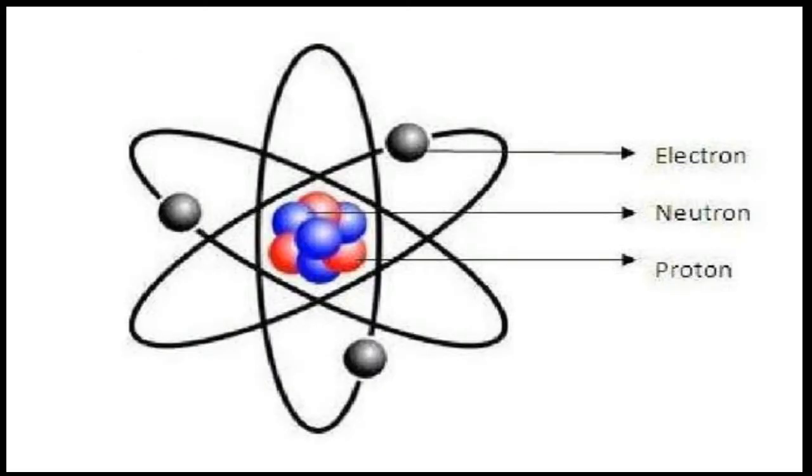Atoms are made of extremely tiny particles called protons, neutrons, and electrons. The atom comprises a central nucleus containing protons, the positively charged particles of an atom, and neutrons with no charge. The electrons, the negatively charged particles of an atom, revolve around the nucleus in different imaginary paths called orbits or shells.